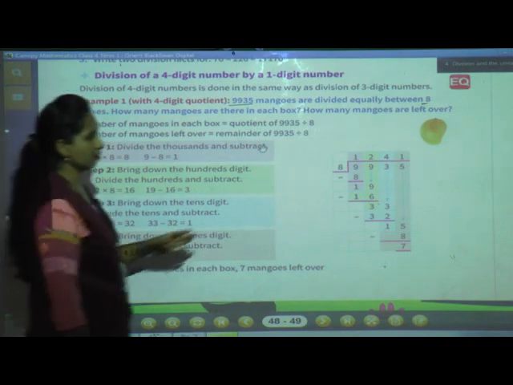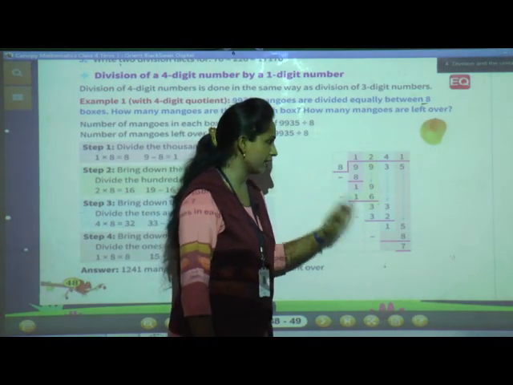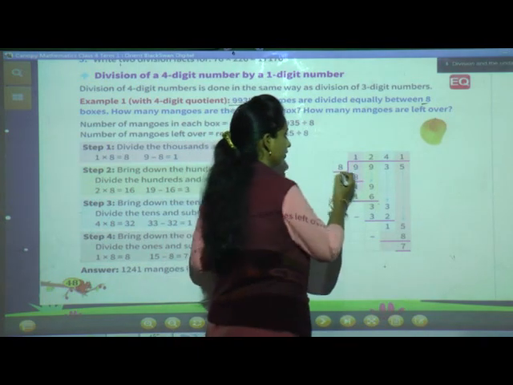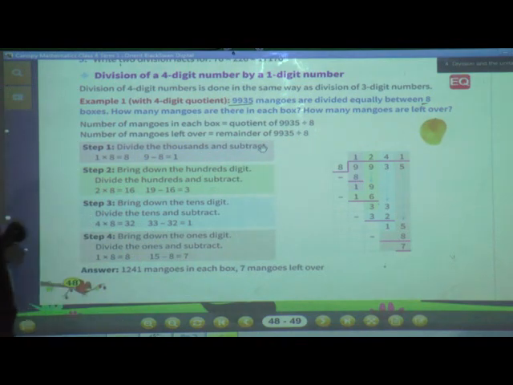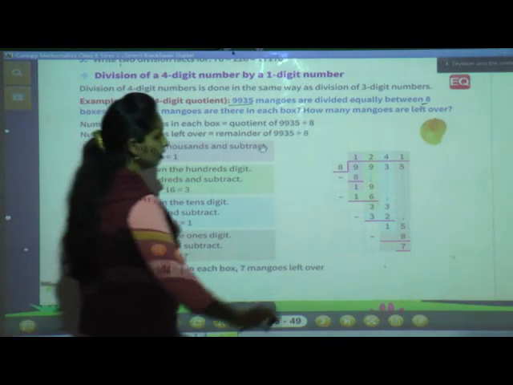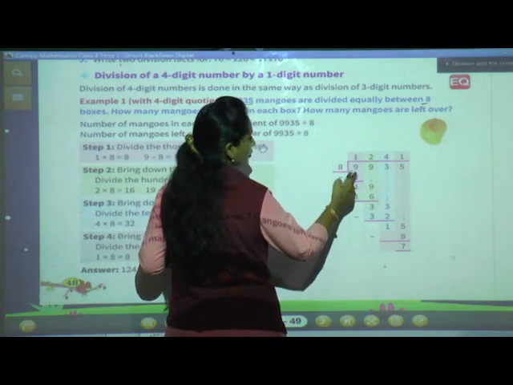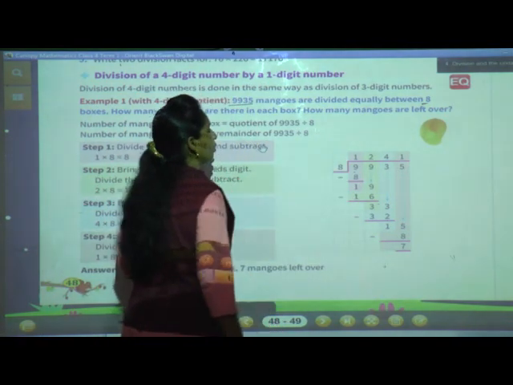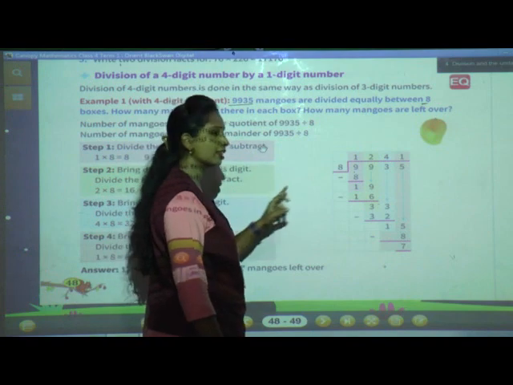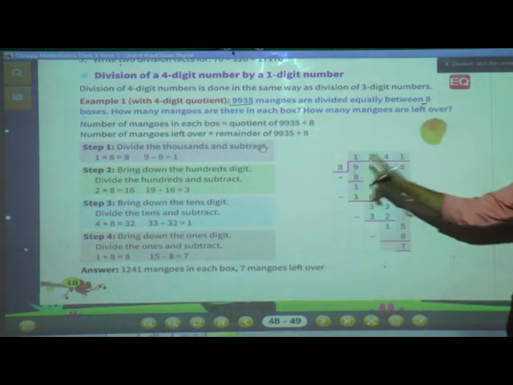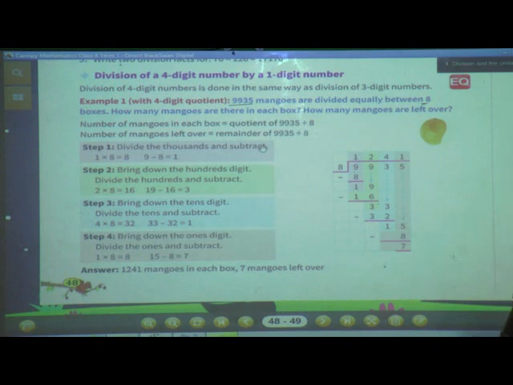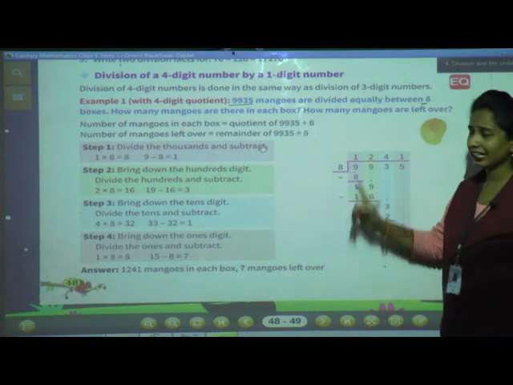Okay. Now, see this division. Step by step they have solved. We have to draw and write it in this way. The first step is, what we have to do? Divide the thousands and subtract. First we will start with the highest place. What is there? 9. Now we have to divide the thousands place, isn't it? So what is there at the thousands place? 9.